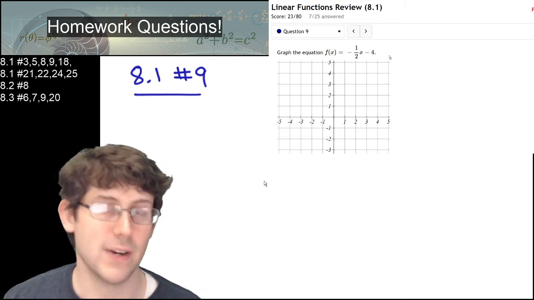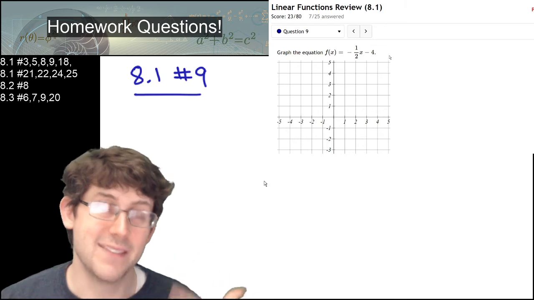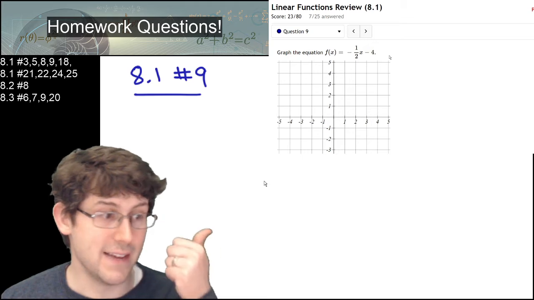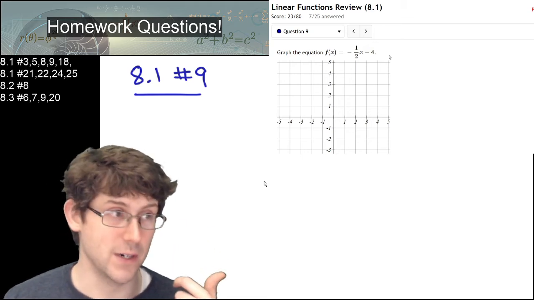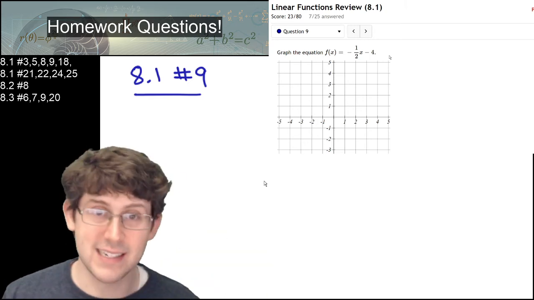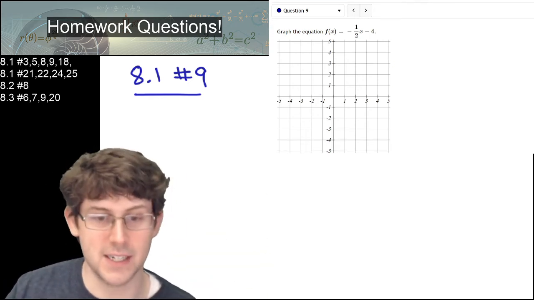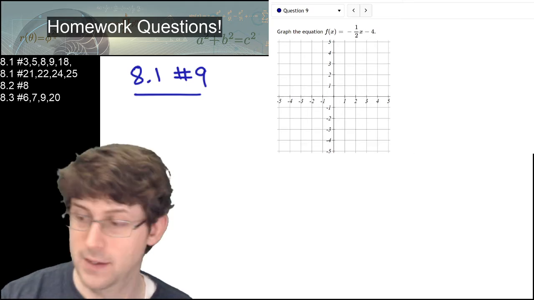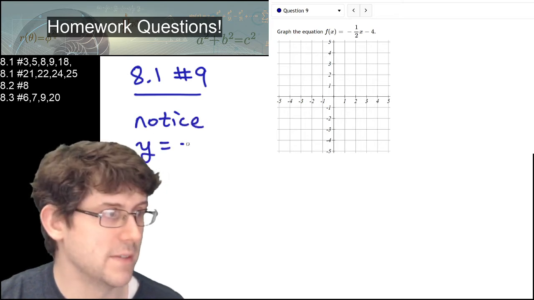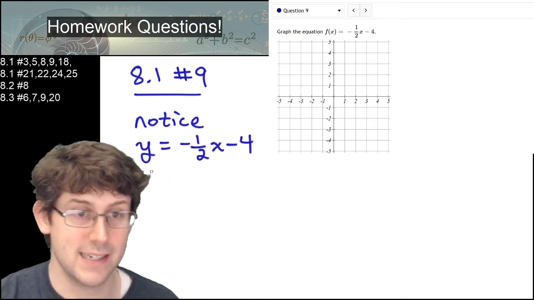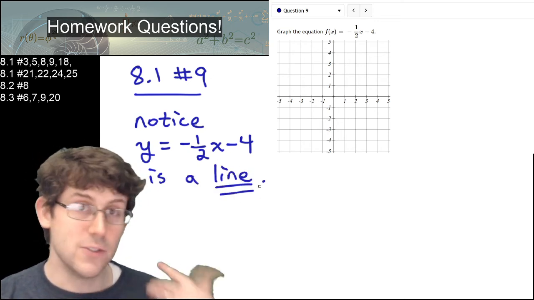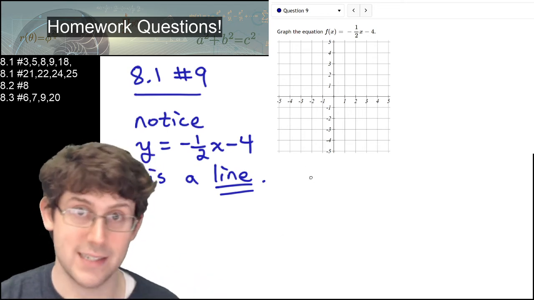I recommend that you try to guess in advance a little bit more what kind of shape it's going to be. And here, this is f of x equals minus a half x minus 4. Because the x is just to the first power, it's just multiplied and subtracting by some numbers. This is a linear function, so the picture will be a line. So I notice that y equals minus 1/2 x minus 4 is a line. And that's useful because I know that I only need 2 points to graph a line.